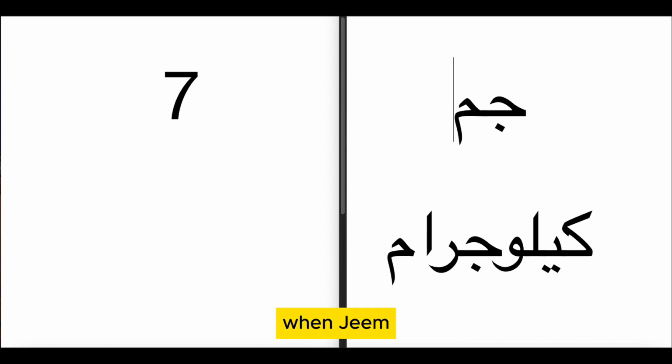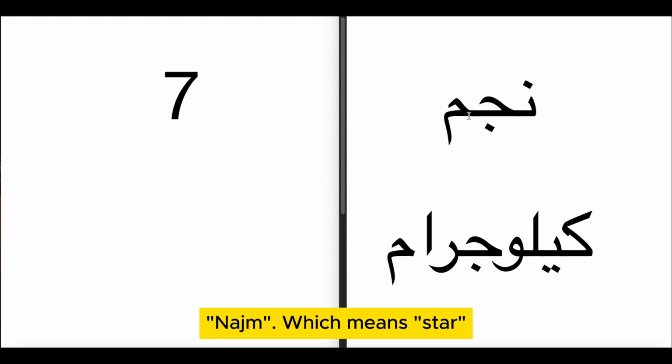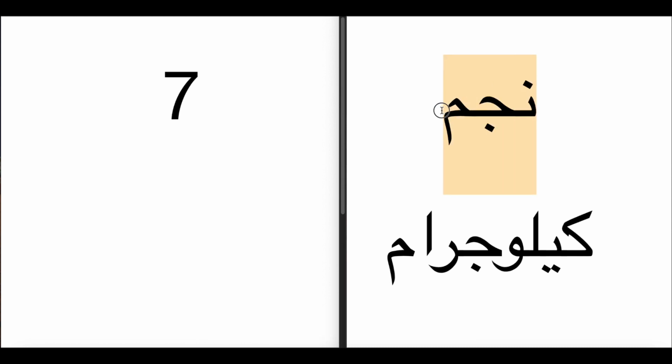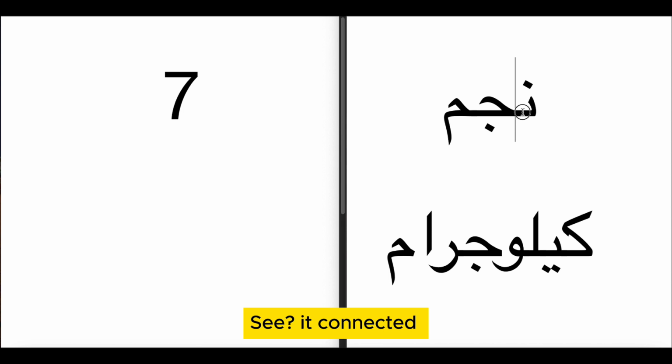let's write a different word. When Jeem comes in the middle, Najm, which means star. See, it connected to the noon here and to the meem. We're going to talk in detail about this. There's going to be a detailed video about how letters connect to each other.